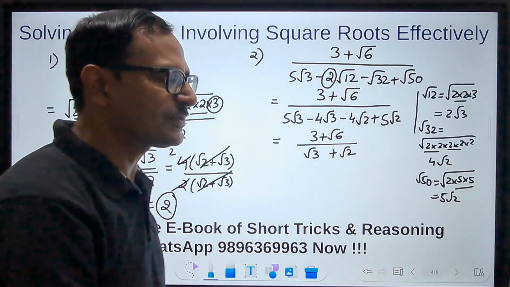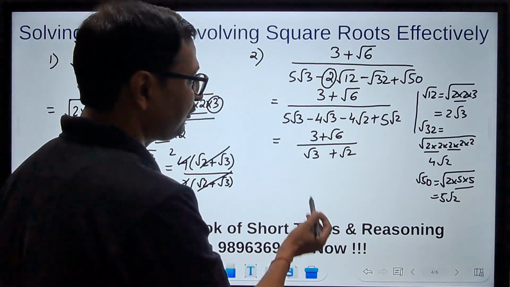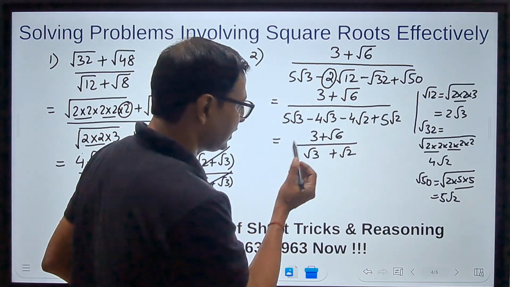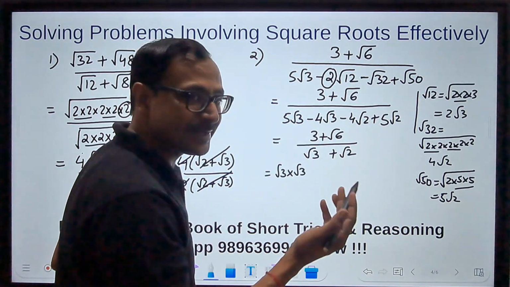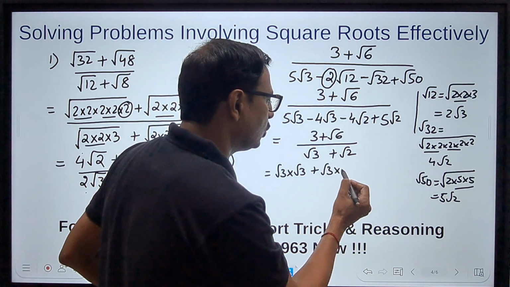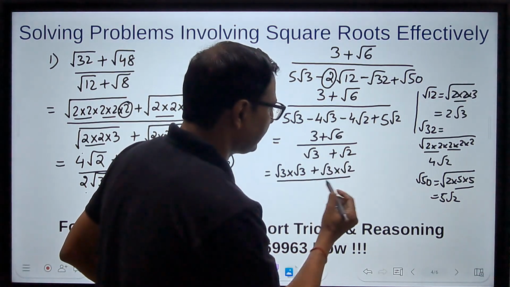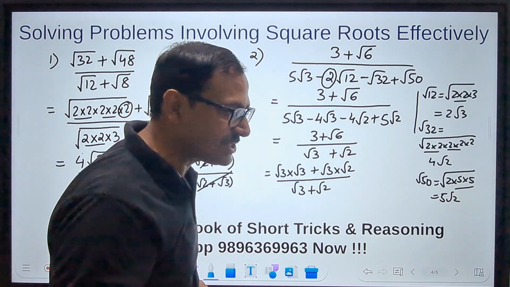Now comes the important step. Can we simplify this further? Doesn't look like it, right? But yes, if you further resolve 3 as root 3 into root 3, because root 3 into root 3 is 3, right? And root 6 as root 3 into root 2, and leave the denominator without any change, then in the next step you are going to see the magic.